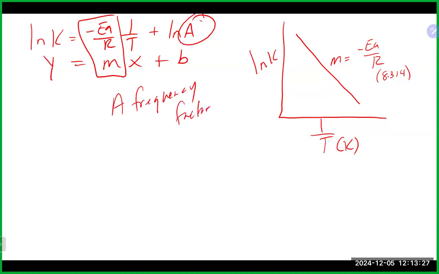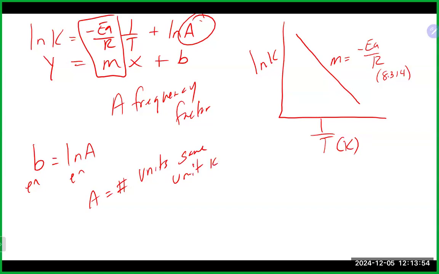The frequency factor is sort of that proportion of molecules that have enough energy to get up and over to the other side. And that is going to be equal to the y-intercept. So the y-intercept would equal the natural log of A. Raising e to both sides will give you the frequency factor. Typically, the units associated with the frequency factor are the same as the units of K. So whatever the rate constant units are, typically the same units are what we see for the frequency factor.